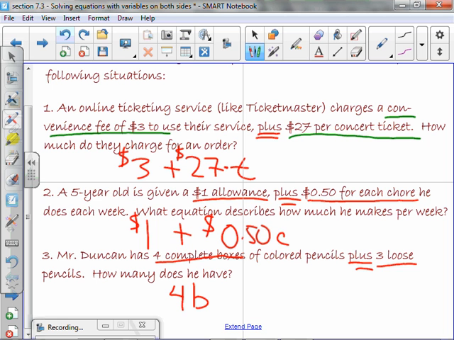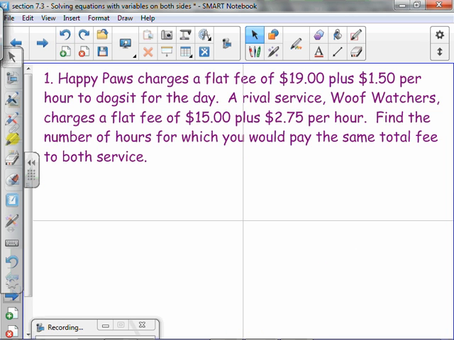So 4 times the number in each box plus 3 will give me an expression that will describe how many colored pencils I have. If we later found out that B is 12, then it's 4 times 12 plus 3, and we figure out that it's 51. Okay, so that is what we are doing. We are translating things into algebra, and then in the lesson today, we are going to create equations to go with them. Okay, so we're moving on.